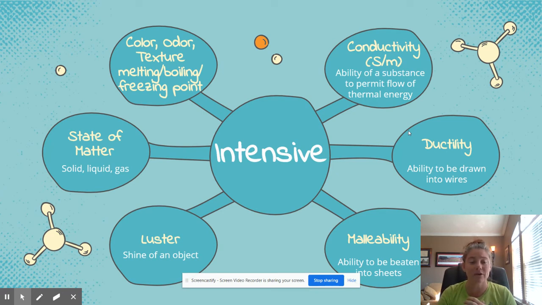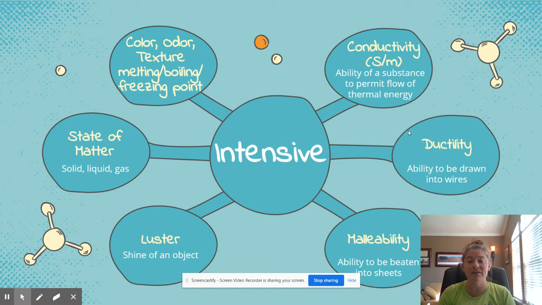The state of matter, solid, liquid, and gas, doesn't change no matter how much I have present. Luster is the shine of an object. Malleability means that the substance has the ability to be beaten into thin sheets. Ductility is the ability for a substance to be drawn through a wire. These last three characteristics are usually characteristics of metals.